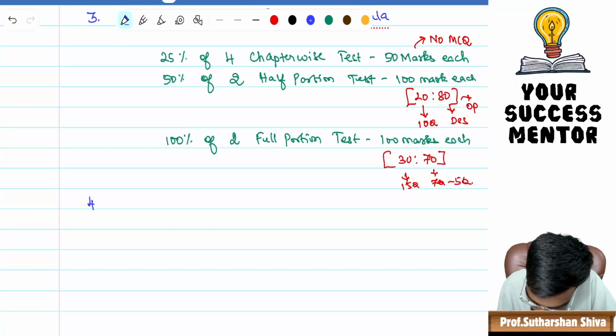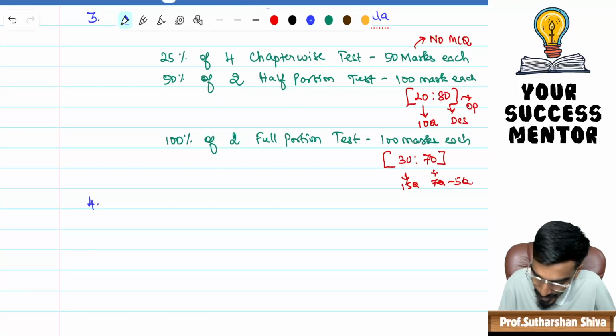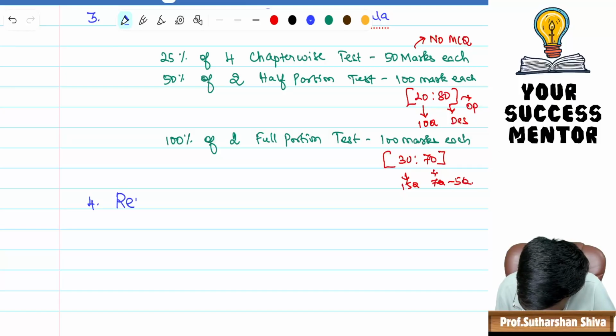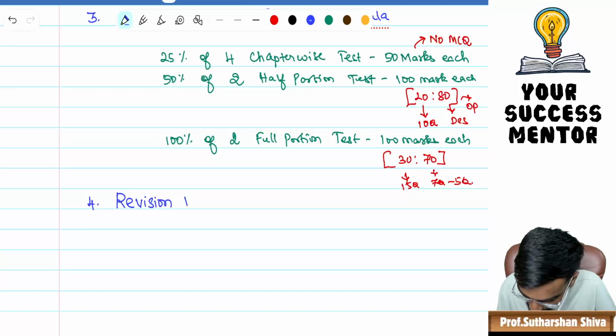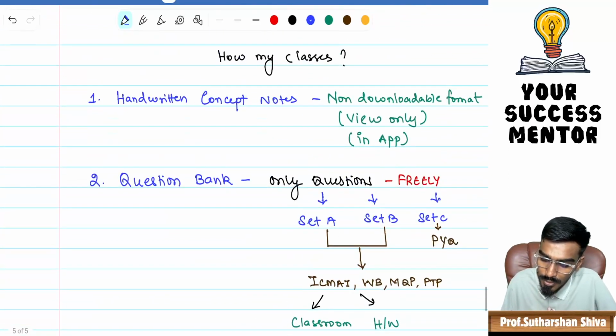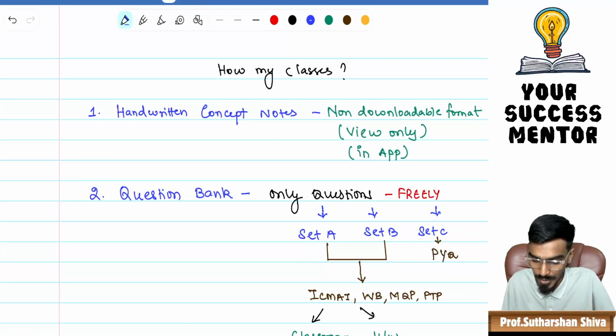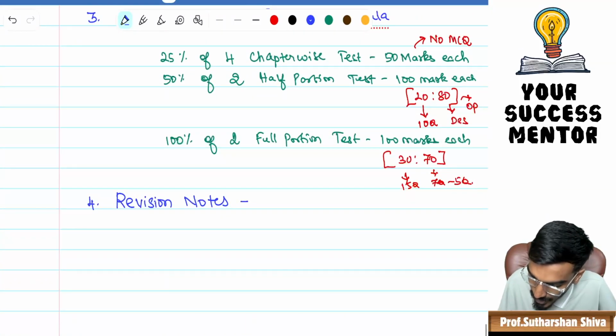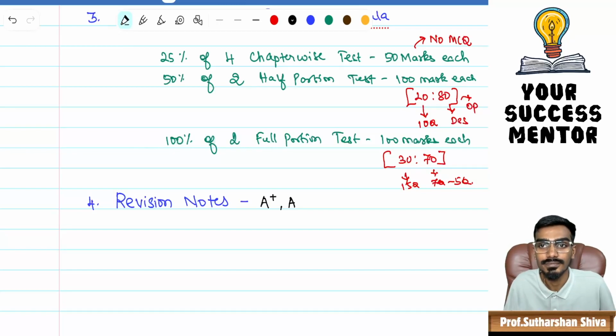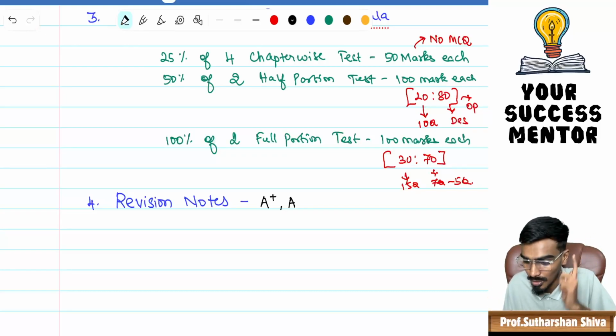Number 4, which will be a surprising element: revision notes. Concept notes will be in detail, in scribble, in depth. Revision notes will be helpful for A plus and A category, who are doing multiple revisions now. At that time, the concepts will be similar. First time you learn 100 pages. Next time in revision, the entire 100 pages will be summarized into 60 pages. Next time 30 pages. One day before the exam, you will get a very small note.